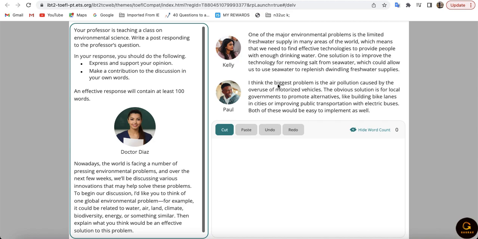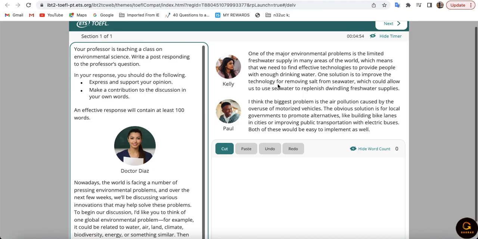Okay, you have to read it in case you come up with a solution which goes hand in hand with these. For example, you may come up with a solution in your text that is similar to Kelly's or Paul's. Then you can just mention that, as Paul mentioned or as Kelly mentioned, something like that. Okay, it will be a good practice.